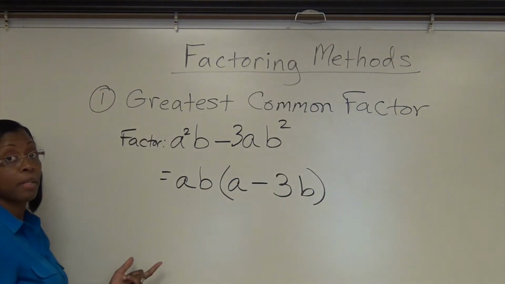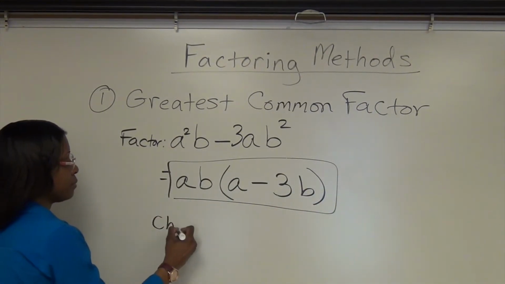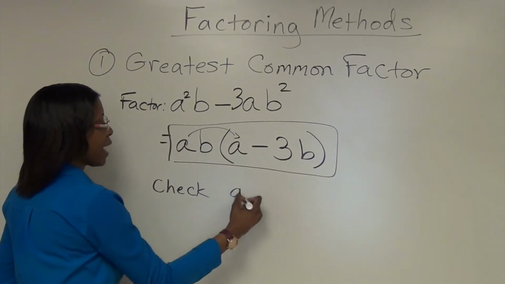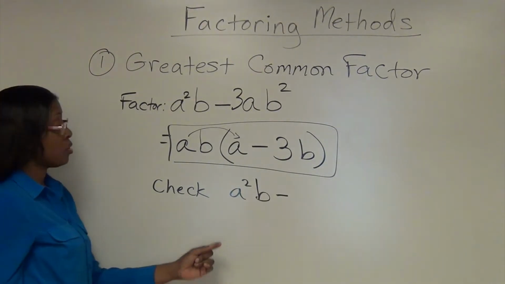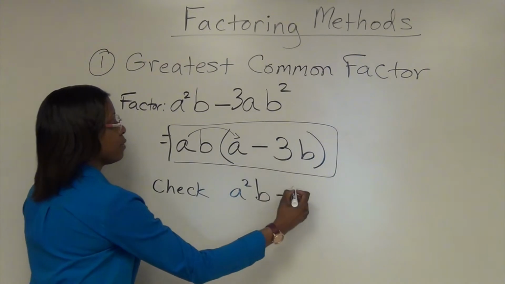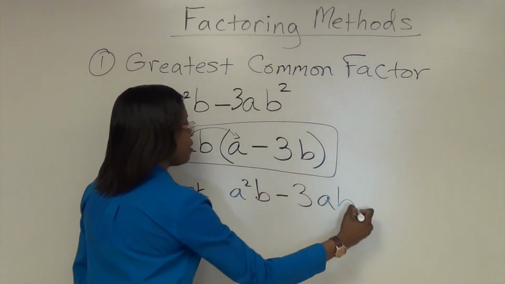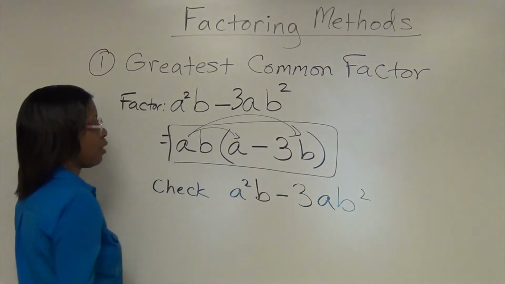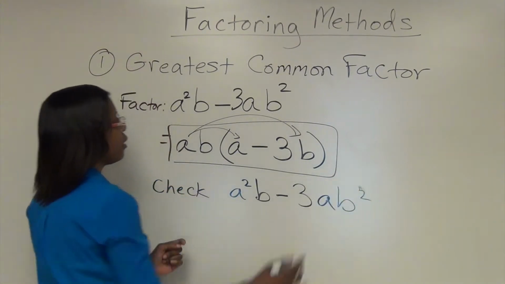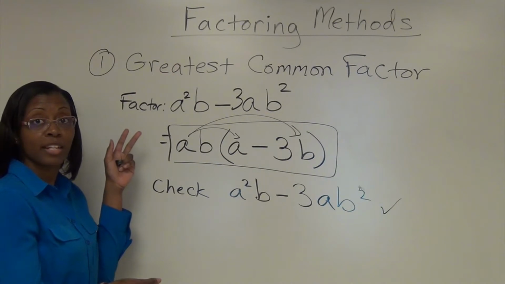So let's do the distributive property and make sure we did it right. This is our factored answer. But just to check it, I do ab times a, which gives me a squared times b, minus 3b times ab, which will be 3a times b squared. When I multiply those two, that's what I get, and that's my original. So I did it correctly. And that's how you factor using the greatest common factor.